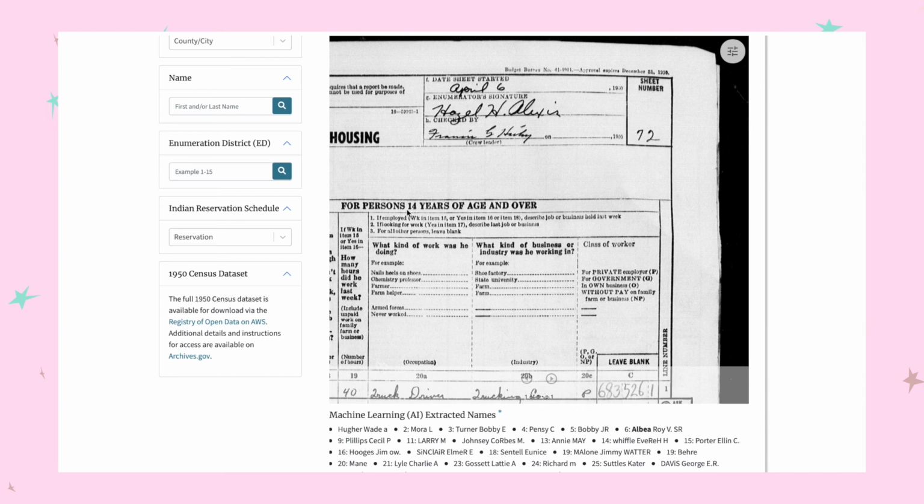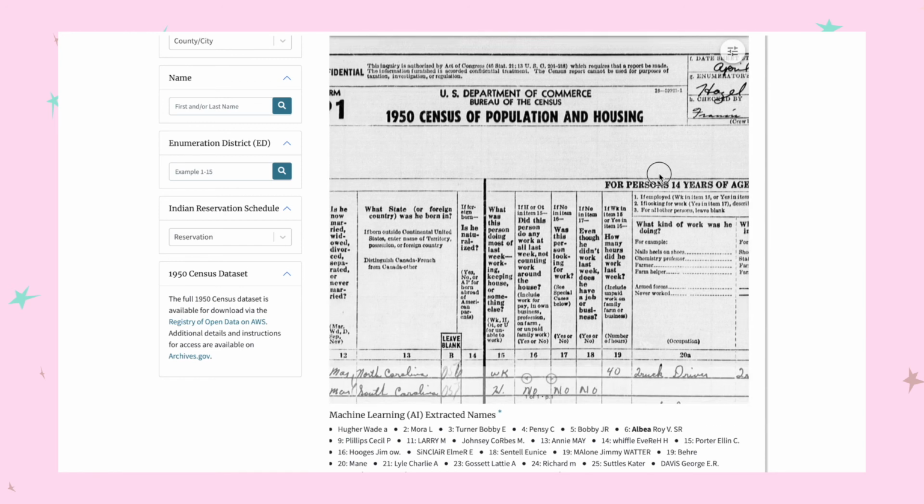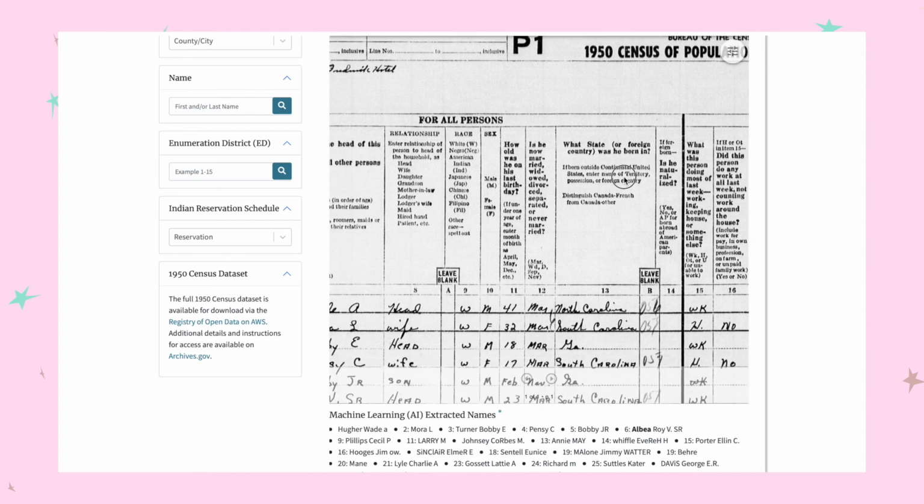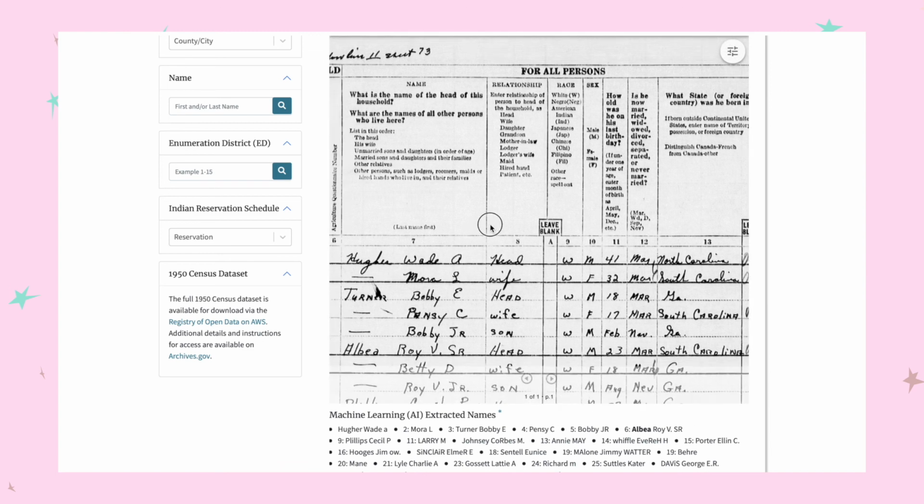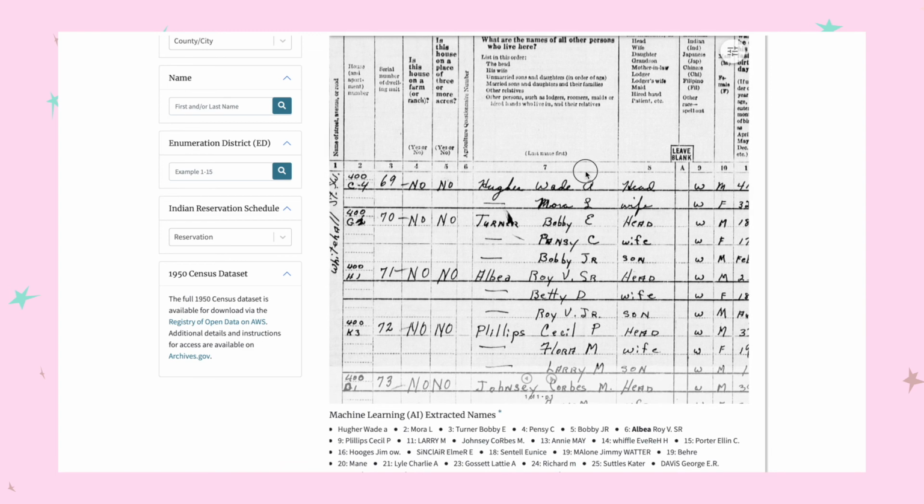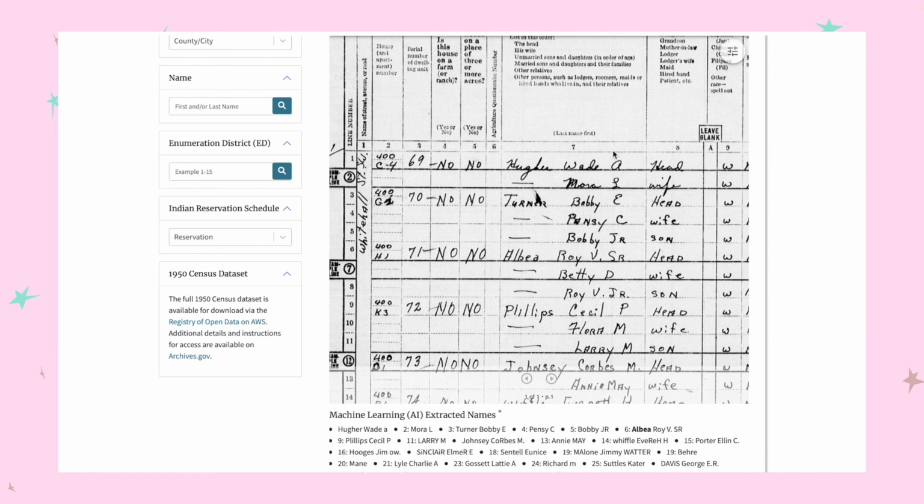Similarly, if you look up someone based on their address and you see that they were recorded as not home that day, you've got a second chance to find them deeper into the census enumeration district. So this is how you can do a name search on the National Archives 1950 Census website.